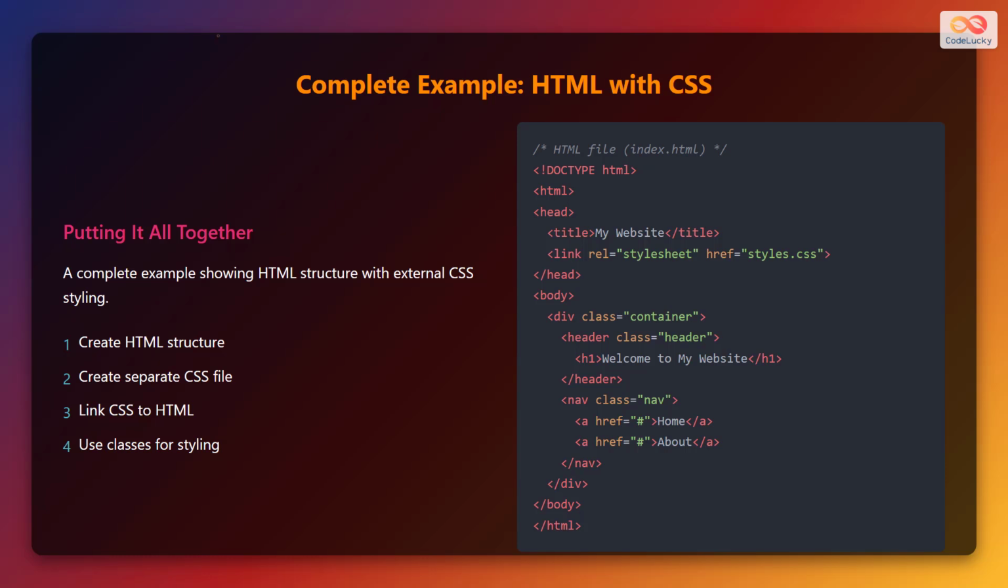Let's put it all together with a complete example demonstrating HTML structure with external CSS styling. First, create the HTML structure, then create a separate CSS file, link the CSS file to the HTML document, and use classes for styling. This way you can keep content separate from presentation, making your code more maintainable and organized. The code shows how to link an external CSS file in HTML. It also contains the basic structure of HTML tags like div, header, h1, nav, and so on.